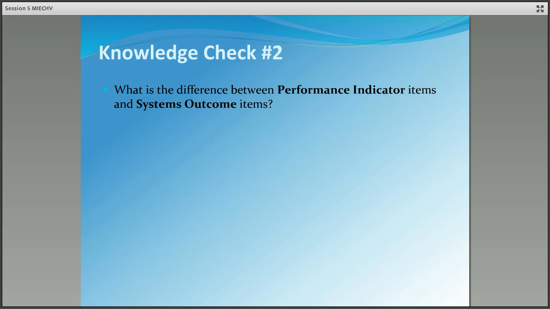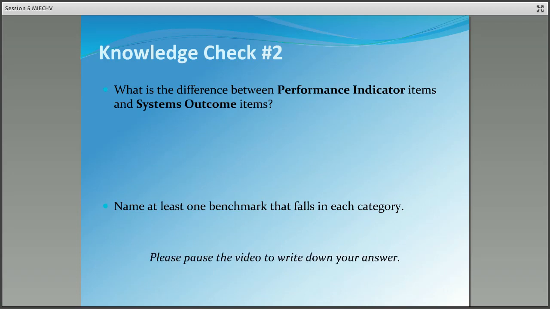All right, let's do a quick knowledge check. What's the difference between performance indicator items and system outcomes items? And try to name at least one benchmark that falls into each category. You can pause the video to write down your answer.